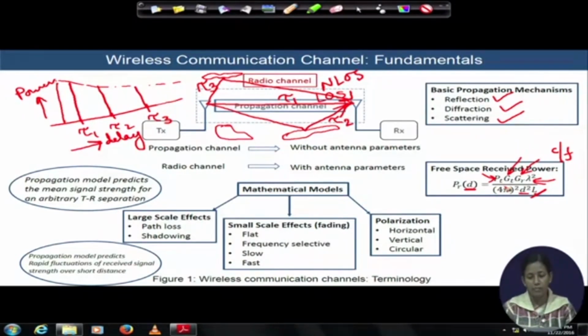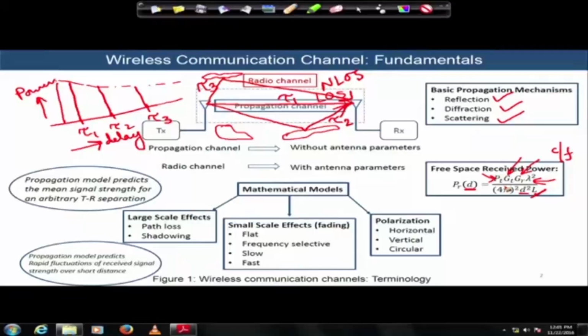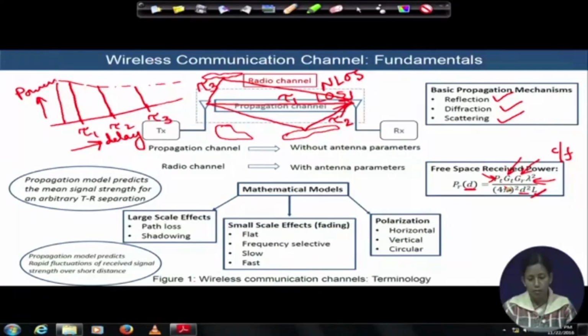So, actually the received power is a function of not only the transmit power, it is a function of the transmit antenna gain, receive antenna gain, the frequency of transmission, and the distance between transmitter and receiver. And let us come back again inside the channel. This channel can be mathematically modeled in a lot of ways. Usually when the signal is propagating through a channel, we understood that because of reflection, diffraction and scattering, a lot of changes are expected to happen to the signal properties.